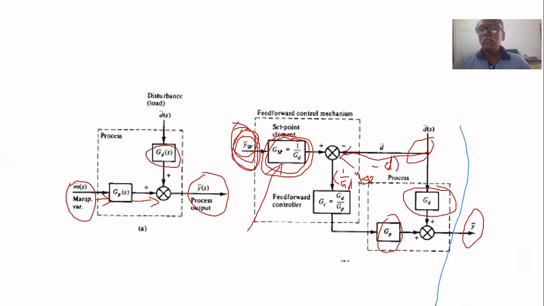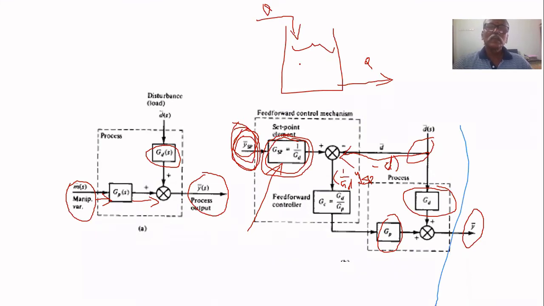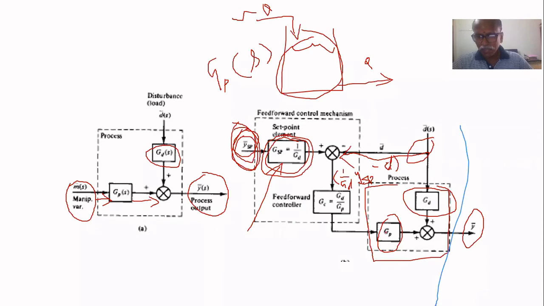Once again we will see what GD and GP are. I'm having a level process. Let us assume this is the inflow rate, Q in, and this is the outflow rate, Q out, and the level is here. If you want to get an input-output model, give a small step change here and see the change in H. Getting those dynamics, that model is called GP of S, the input-output model. Actually this is the actual process, and it is modeled as GP of S.